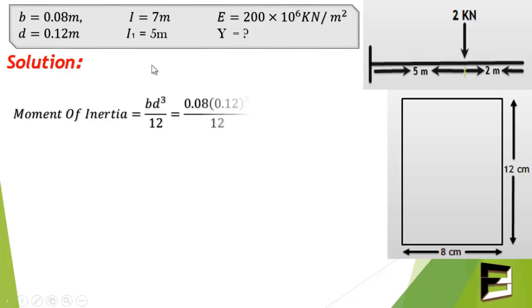Solution. First of all, we will find the moment of inertia. For determination of the moment of inertia, we have a formula: b d cube divided by 12. B is the breadth of the beam, which is 0.08, and d is the depth of the beam, which is 0.12 meter. When we do some maths, we will get 11.52 multiplied by 10 raised to the power minus 6 meter to the power 4.